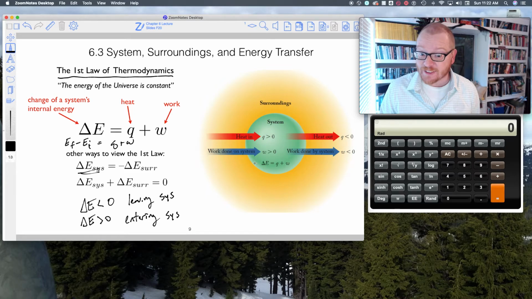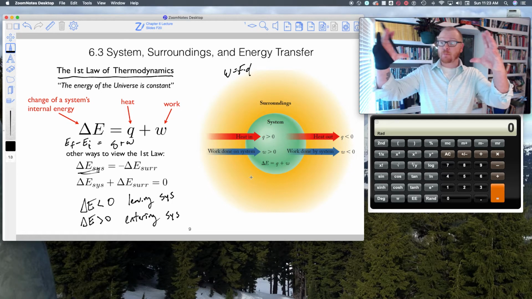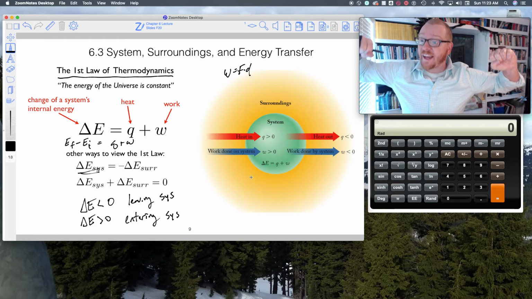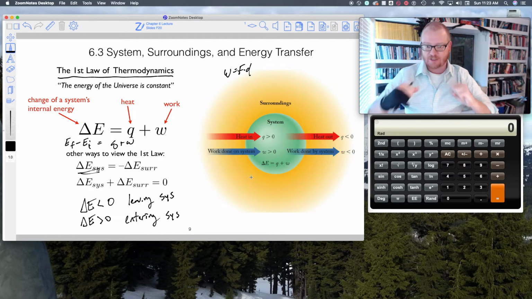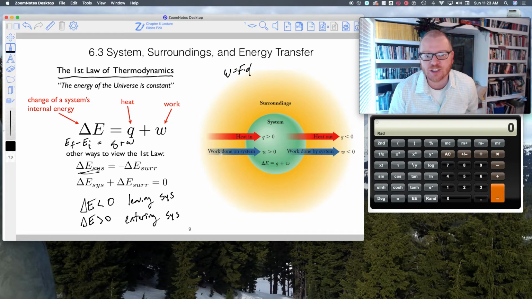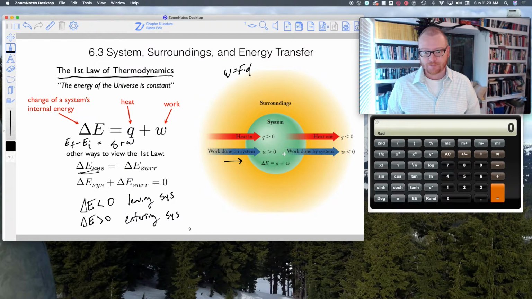However, work can be done on the system too. We can do work on the system, and that would be in the form of a force acting over a distance. So remember, work is force times distance. And the easiest example of this that we're going to see in the next slide is compression. So imagine taking a balloon and we're forcing that balloon to be smaller. We're working on the balloon. We're pushing it, okay? And because that's work being done on the system, as is shown in this blue arrow, work would be positive, okay?